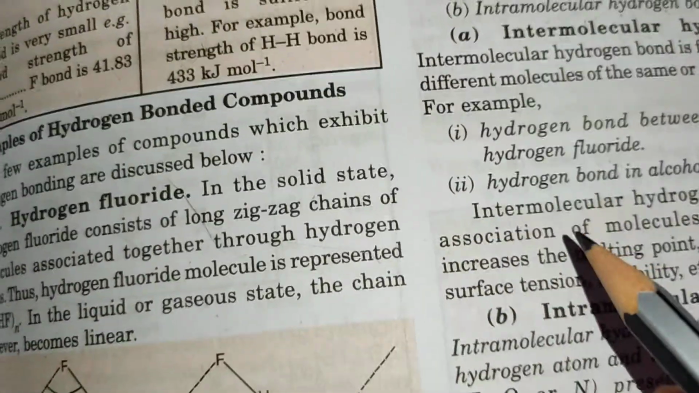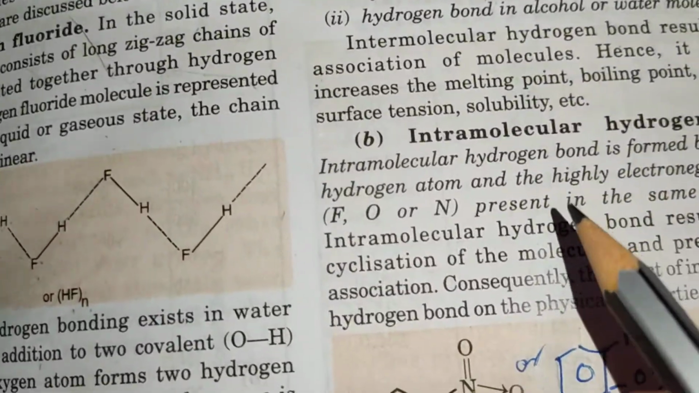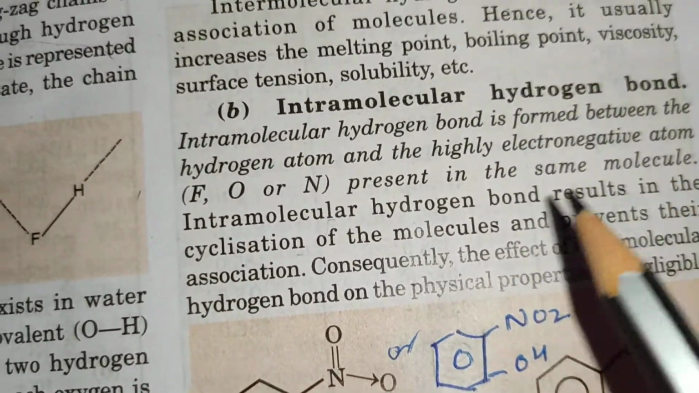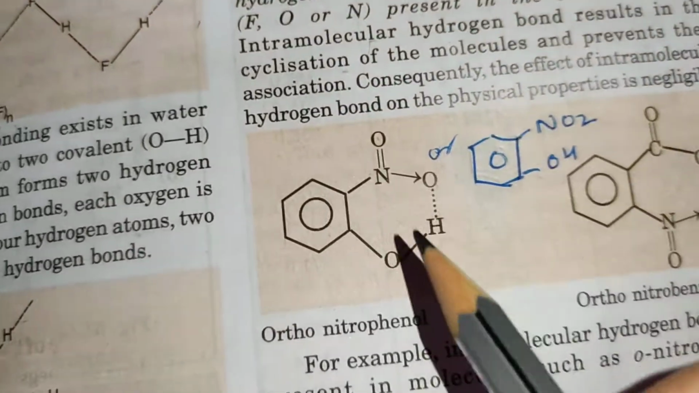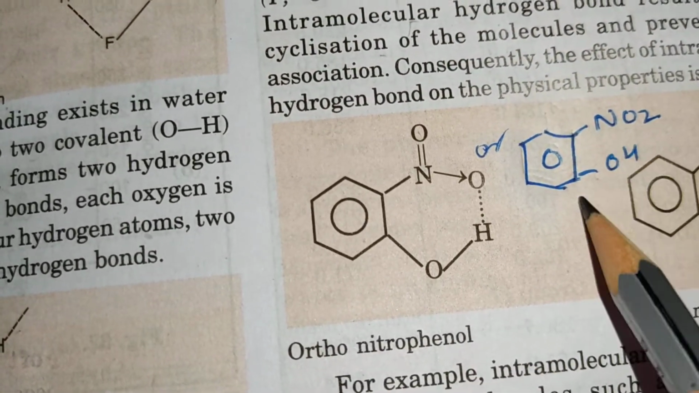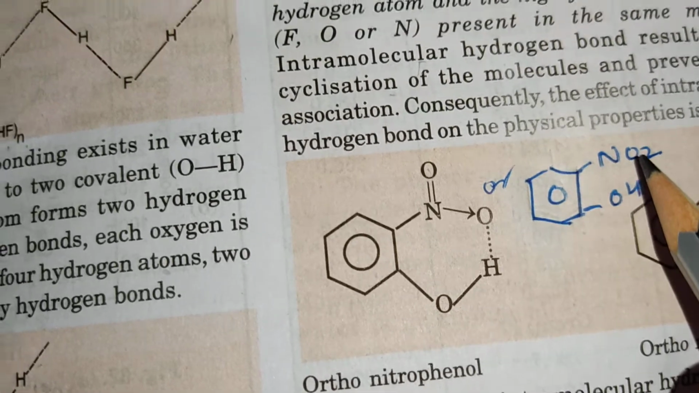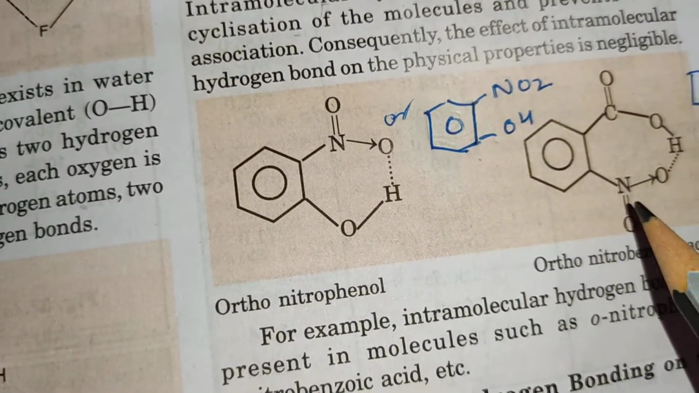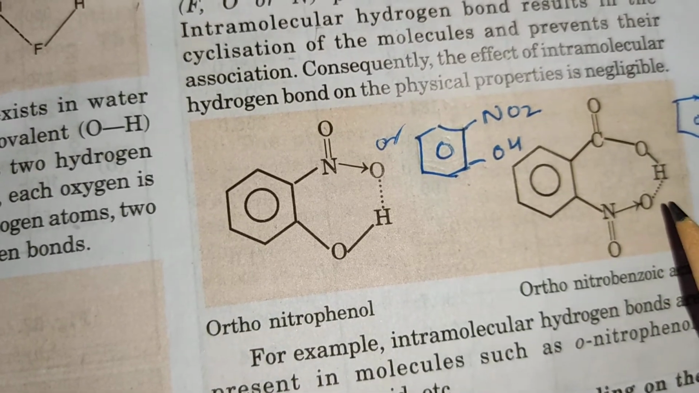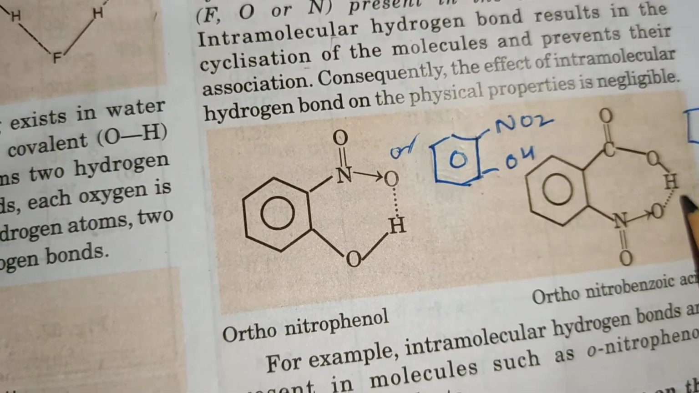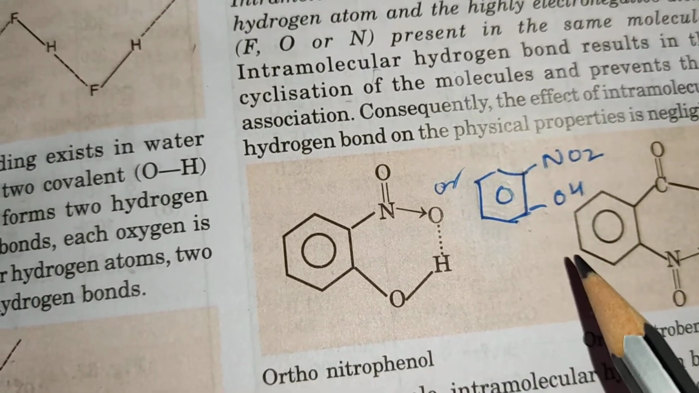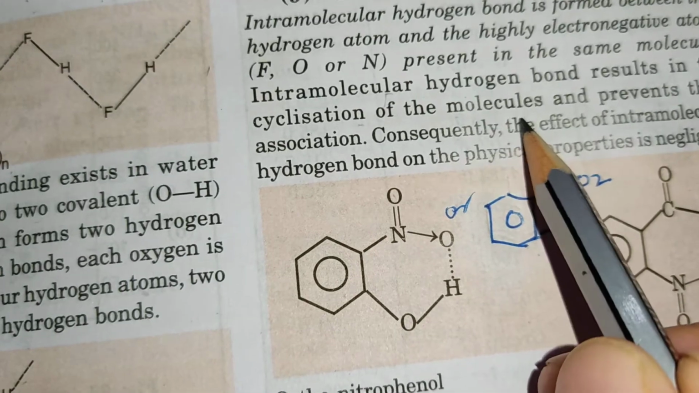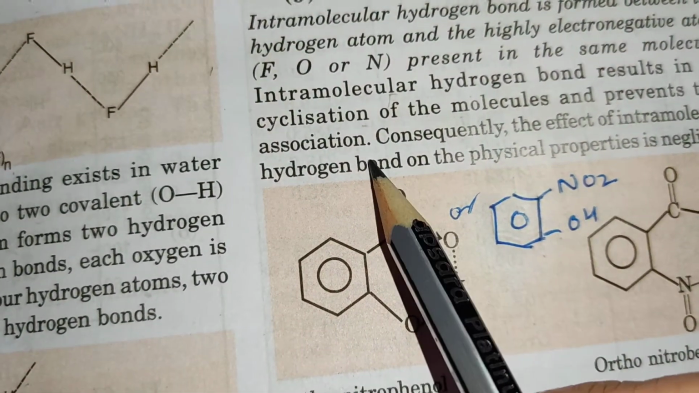Then we come to the intramolecular hydrogen bond. See, intramolecular hydrogen bond is formed between hydrogen atom and the highly electronegative atom which is present in the same molecule. For example, we have orthonitrophenol. We can write like this also. Now, between this oxygen and this hydrogen, there is a bond formation. And then we have the orthonitrobenzoic acid. Between this oxygen and this hydrogen, there is a bond formation. So within a molecule, the bond formation takes place. As a result this leads to the cyclization of the molecules and prevents their association.